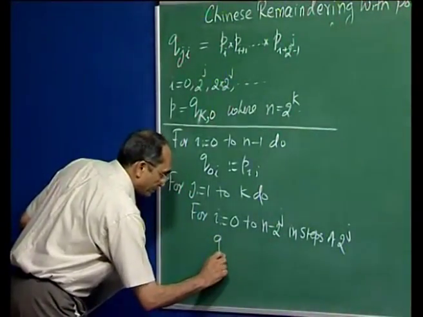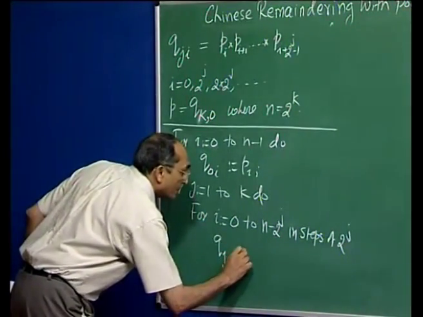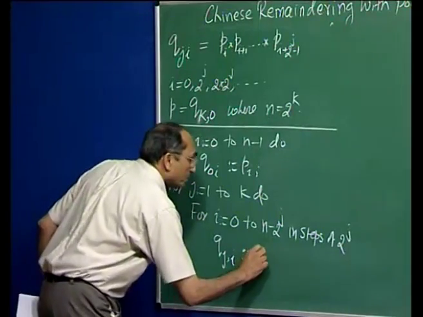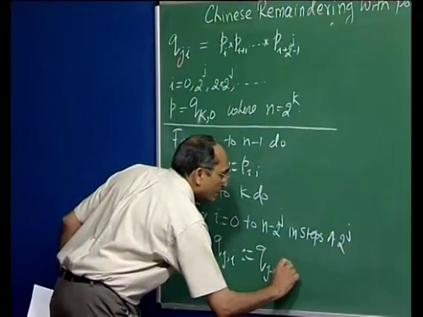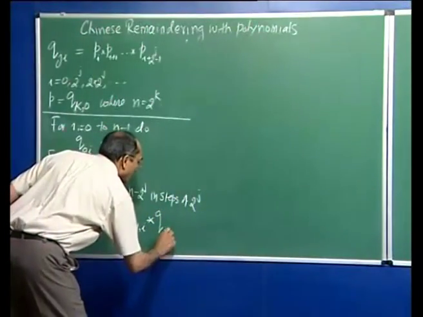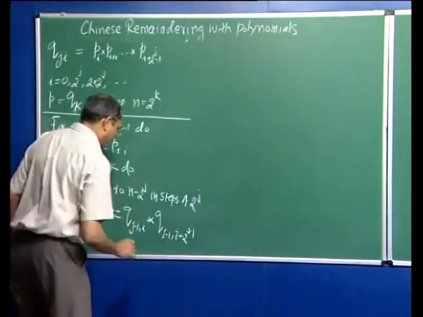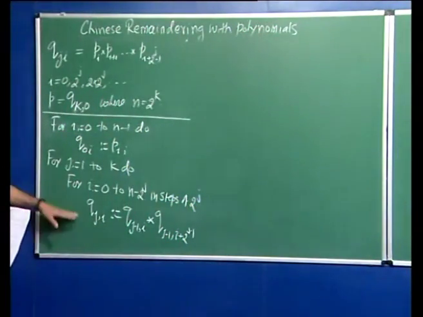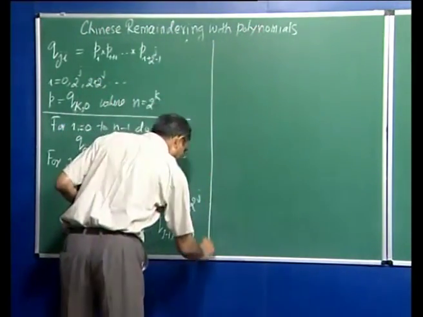q_j,i is q_j-1,i times q_j-1,i plus 2 power j minus 1. That computes all the q_j,i's.